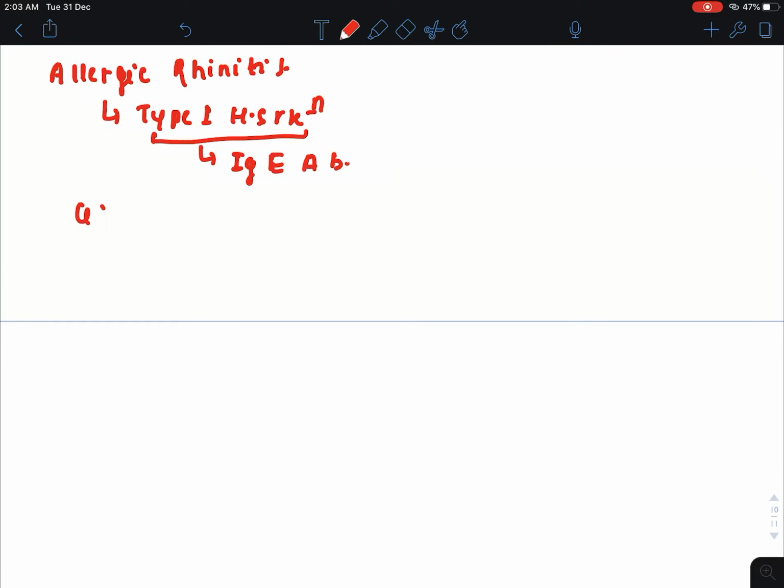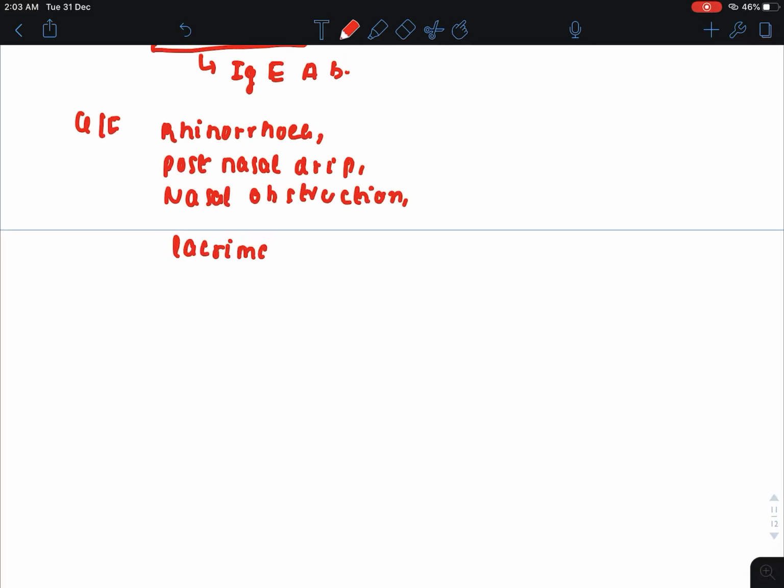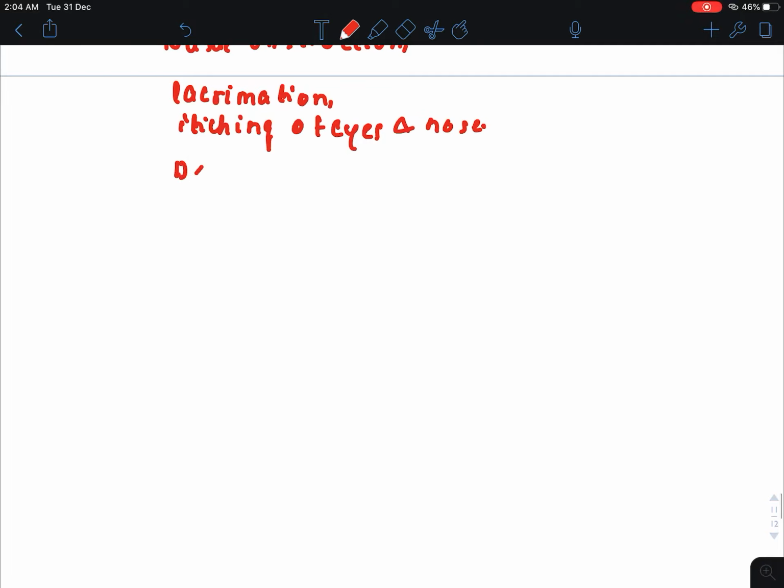So what are the clinical features? The clinical features are rhinorrhea, running nose or post nasal drip, nasal obstruction, lacrimation, itching of eyes and nose, Dennie-Morgan lines.